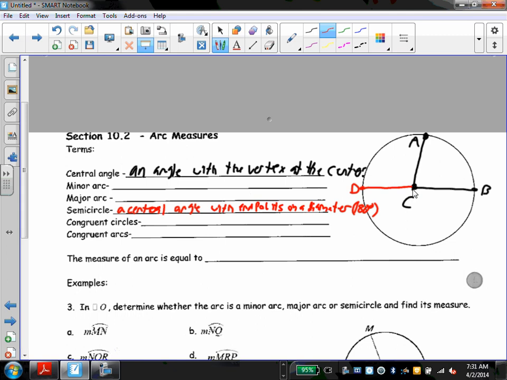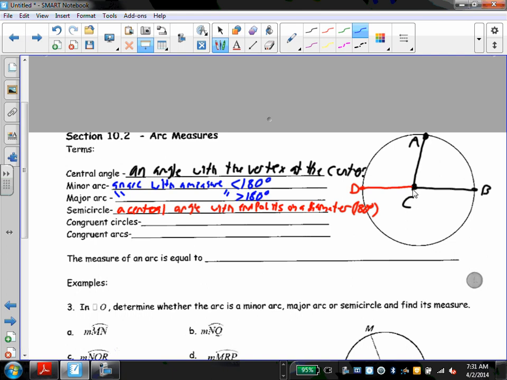Reason I wanted to do semicircle first is because minor arc and major arc are based on semicircle, kind of like obtuse and acute angles are based on right angles. A minor arc is an arc, and we'll talk about what an arc is in a moment, with a measure less than 180 degrees, and a major arc is an arc with a measure of greater than 180 degrees.